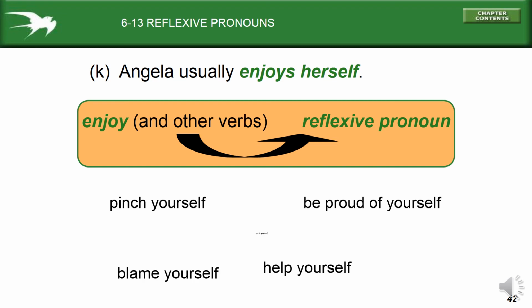So now let's see this slide. Usually the reflexive pronoun comes after a verb, like enjoys herself, pinch yourself, blame yourself, teach yourself, be proud of yourself, and help yourself.